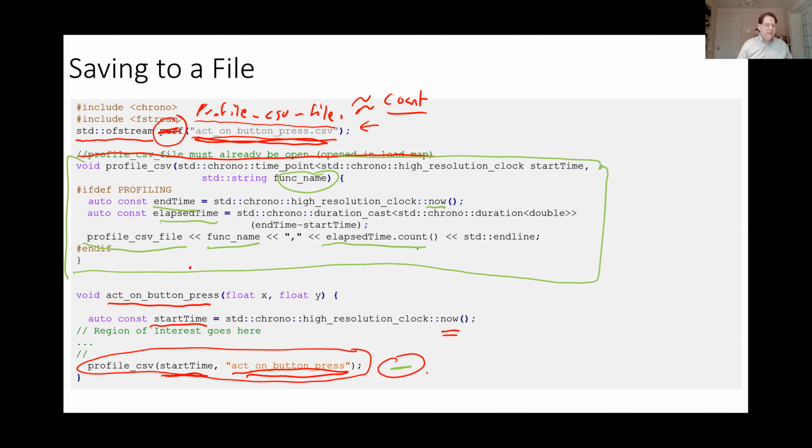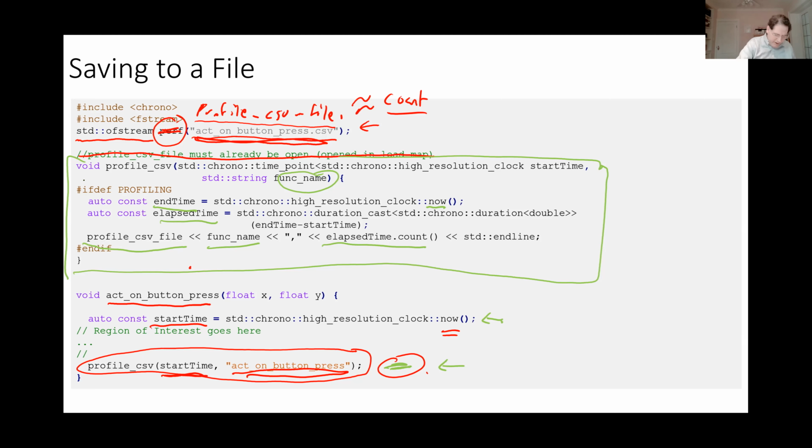And the reason I've written this helper function is to basically make it really easy for me to time functions. I only need 2 lines in the function. I need to get the start time at the beginning, and I need to call this helper function at the end. The helper function will get the end time, work out the difference, write it out to the file. Okay, so does it make sense? So you try to use helper functions as much as you can.